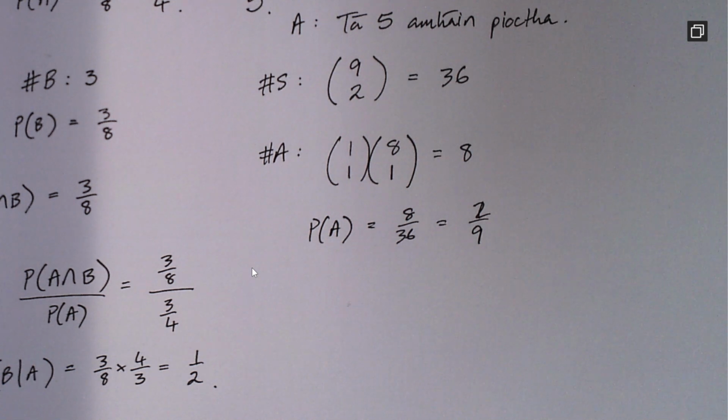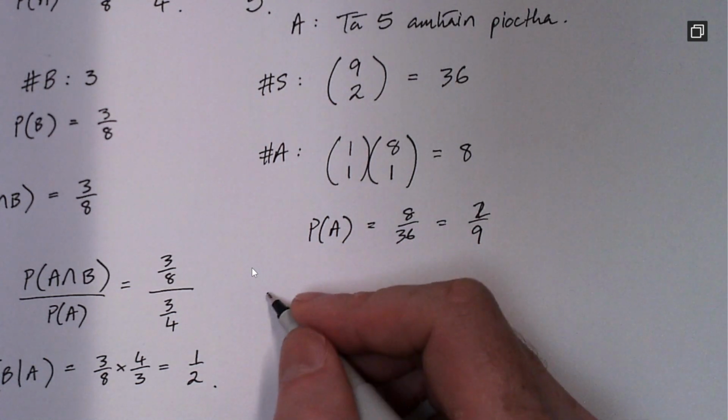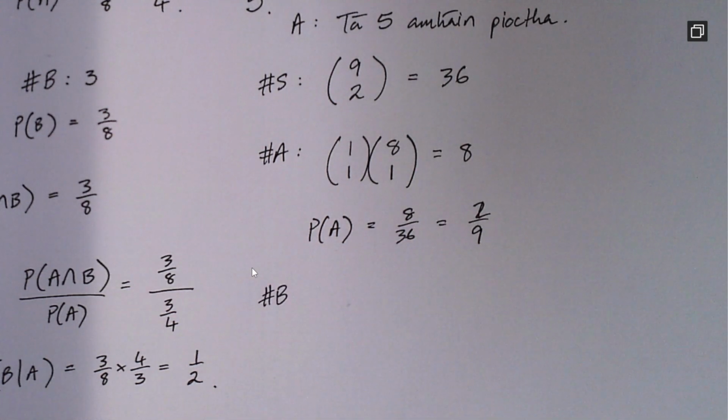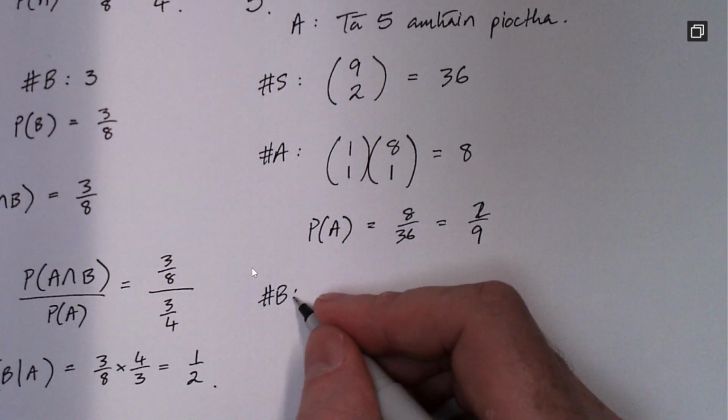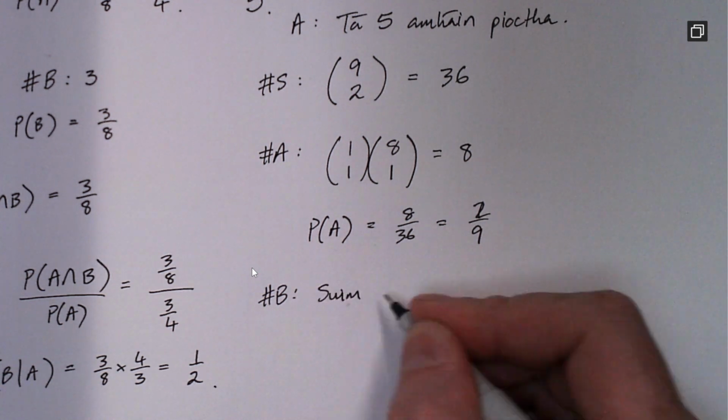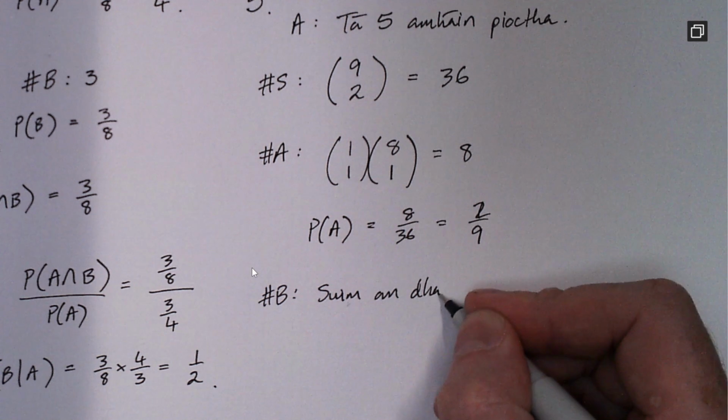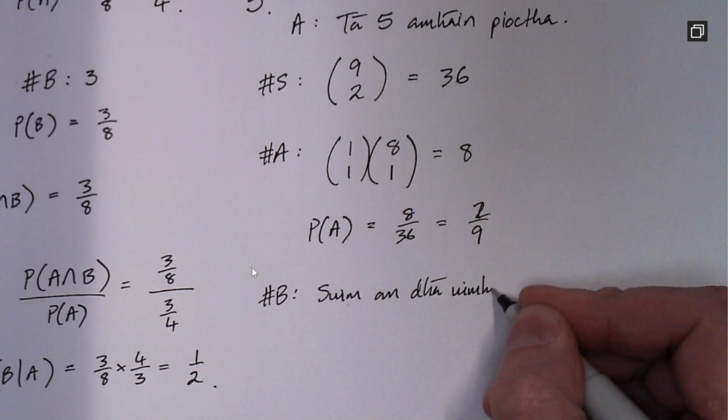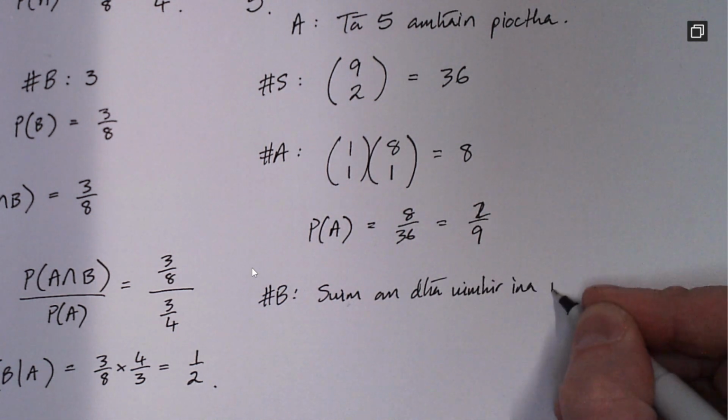Now, if one of the two numbers is 5, what is the probability that the sum of the two numbers chosen is even? So for the sum, let's look at event B, the cardinal number of B, where the sum is even.